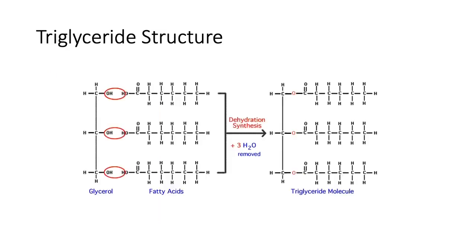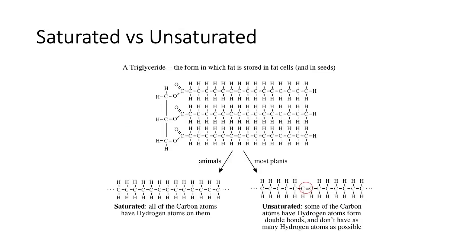This slide illustrates the structure of a triglyceride molecule. It consists of a glycerol molecule that's been bonded to 3 fatty acid molecules by dehydration synthesis. This slide illustrates the difference between a saturated fat and an unsaturated fat. At the top of the slide, you'll see a triglyceride with the glycerol and the 3 fatty acids.